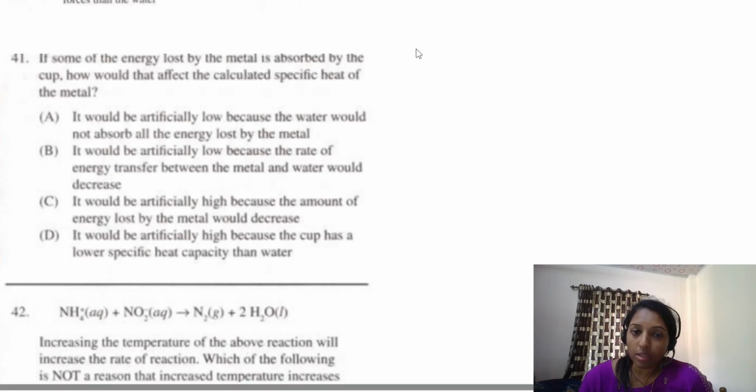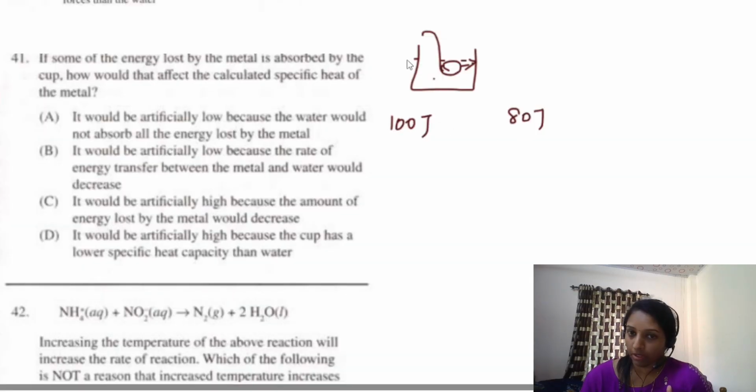Here, what is the problem? You add the hot metal to this one. But the problem is the heat is not fully absorbed by the water. Some heat is absorbed by this cup. So suppose 100 joules of energy were released, but the water gained only 80 joules of energy. The 20 joules is absorbed by this cup, the calorimeter.